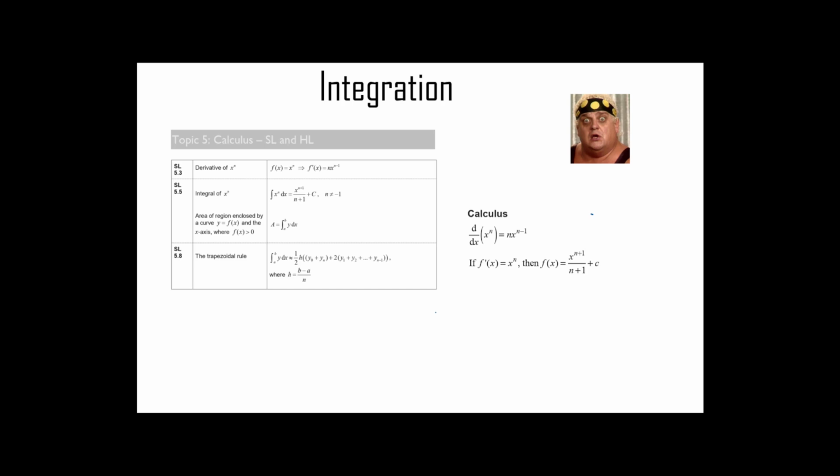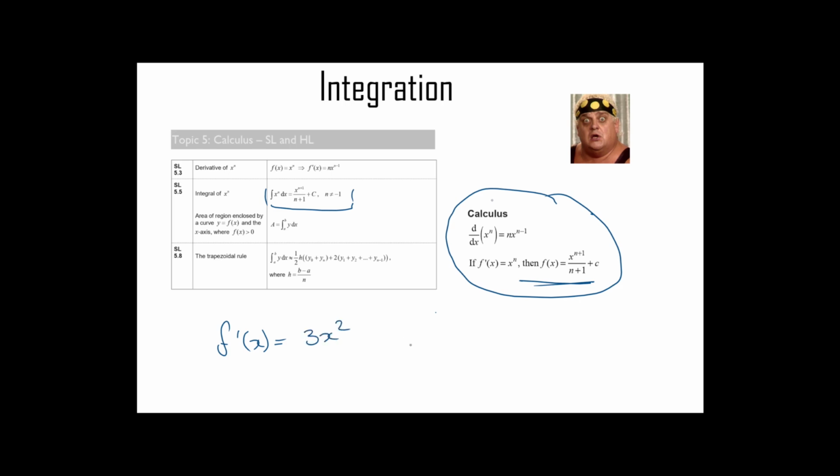All right, well, let's just do a whole bunch of polynomial examples of integration. We're just going to use this formula there and the same formula for IB. All right, let's say we've got f dash of x is 3x squared plus 2x plus 4. And we want to integrate that. We want the original equation. So we need to integrate it.